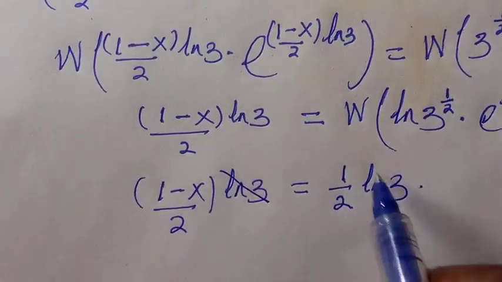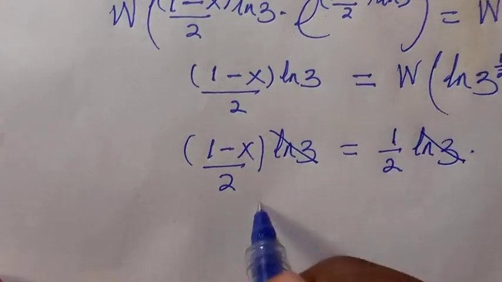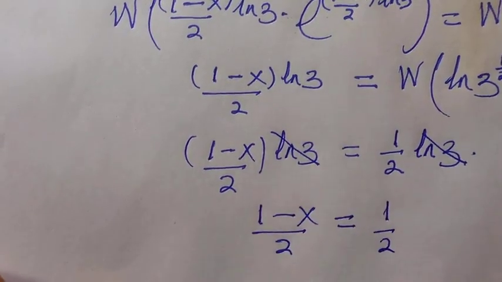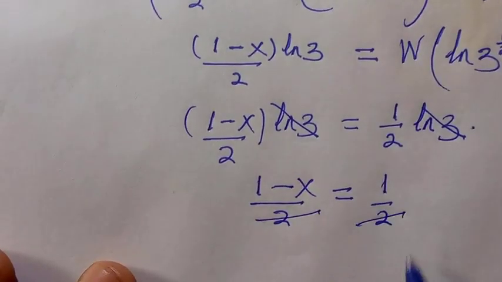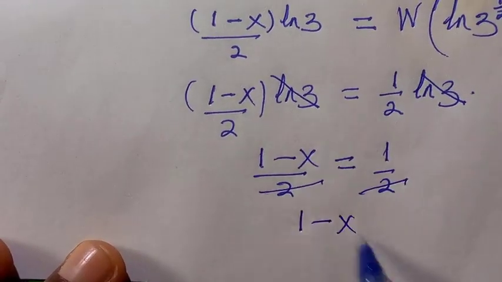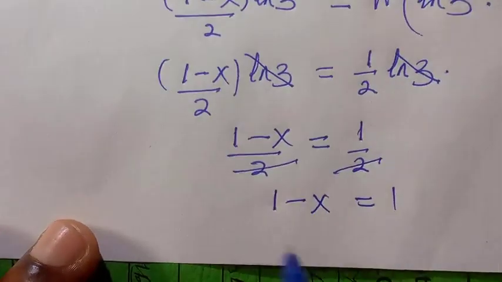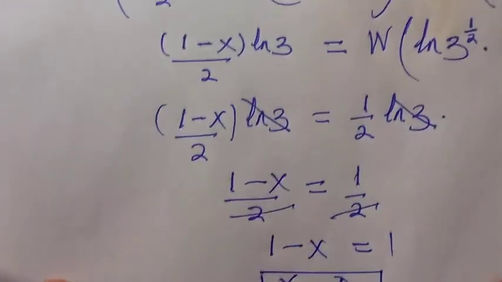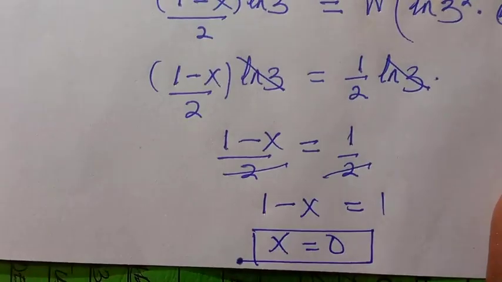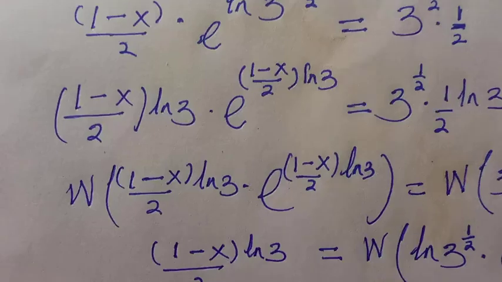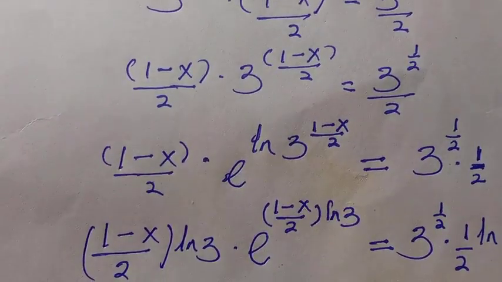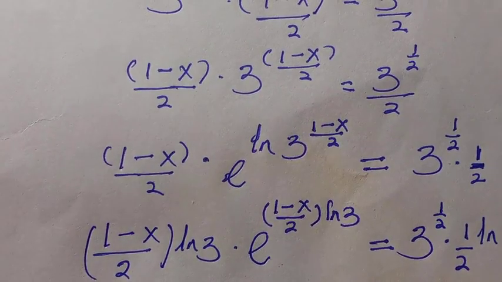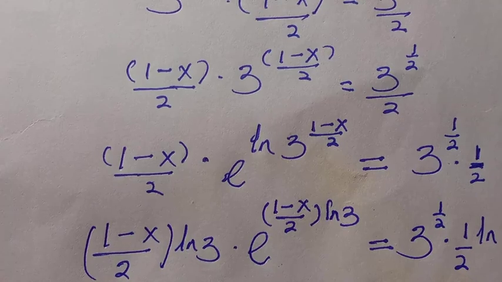So if ln 3 cancels ln 3, we have (1 minus x) divided by 2 equals 1 over 2. And suppose 2 cancels 2, we have 1 minus x equals 1, and the value of x here equals 0. Wow, can't we just guess from the beginning that the value of x here equals 0? And that is the power of the Lambert omega function. If we guess that x equals 0 from the beginning, we still need to know how it works as well.